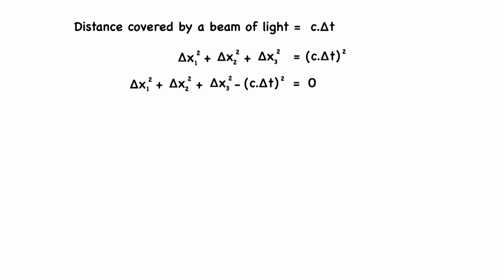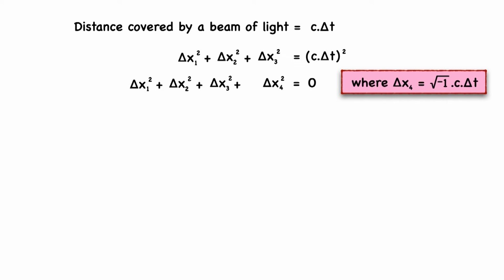You should be able to see straight away that this new term is providing a clue as to how we might define delta x4. Let's write that in the form we like, and then state how delta x4 must be defined for the equation to remain true. It would simply be this. Note that the square root of minus 1 is just there to fix the signs, so they'll all be plus on the left side of our equation.